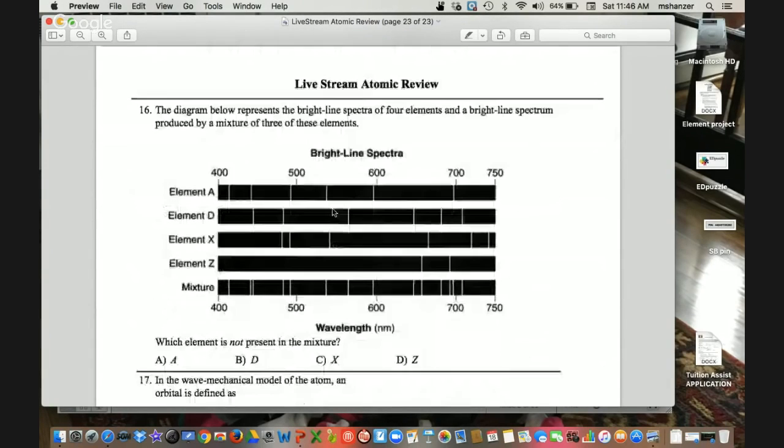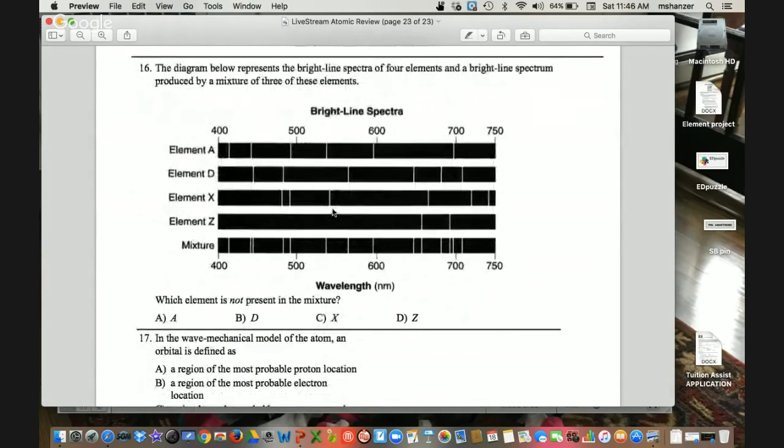Okay, here's a bright line spectra question. The diagram below represents the bright line spectra of 4 elements and a bright line spectrum produced by a mixture of 3 of these elements. So here are 4 elements, and then here's the mixture. It says which element is not present in the mixture.